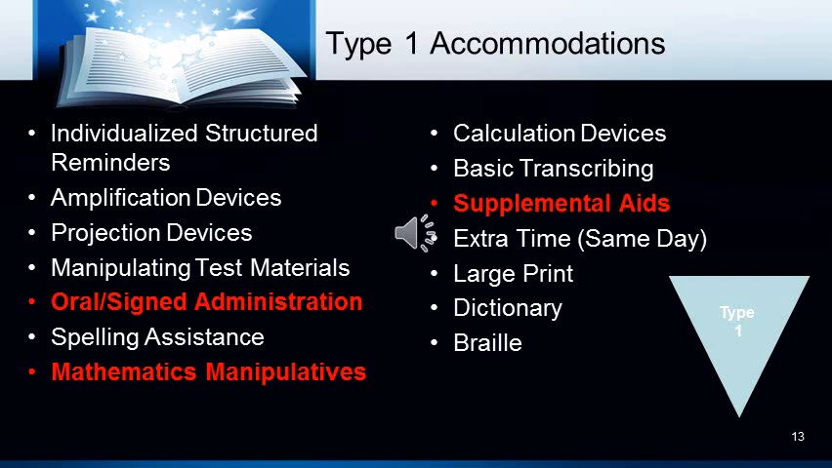Listed here are the Type 1 accommodations. The accommodations in red are the only accommodations that had changes for 2016. The next couple of slides will review those changes on all 3 of the updated accommodations.